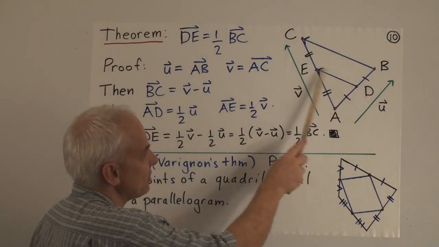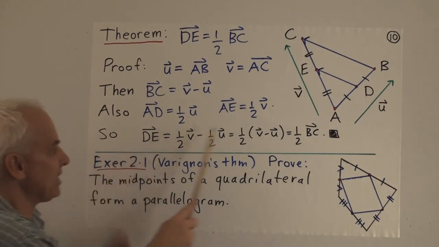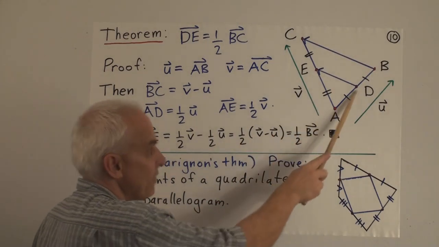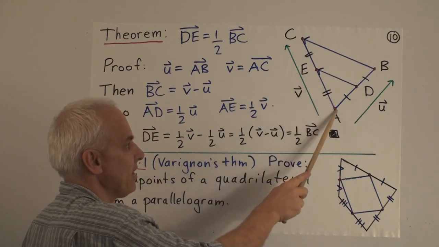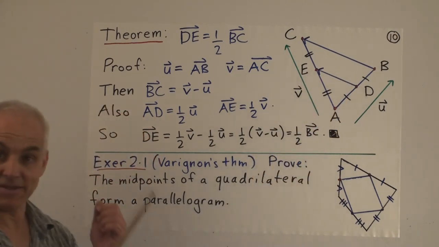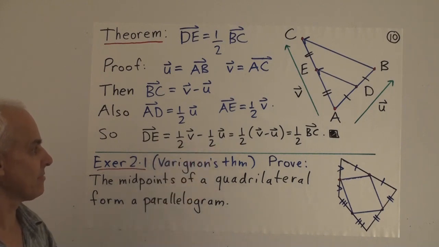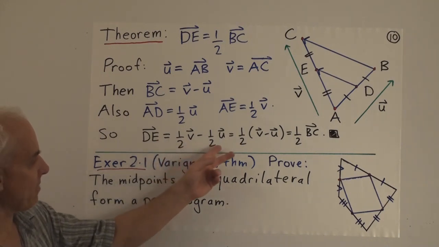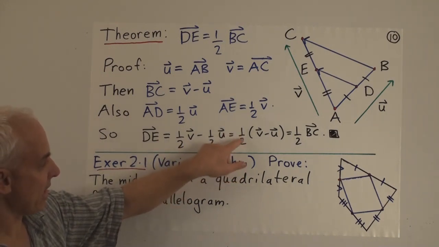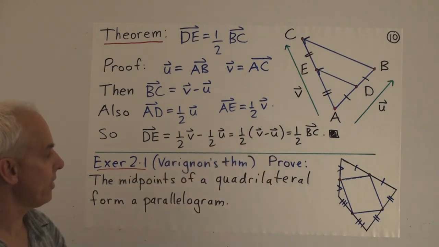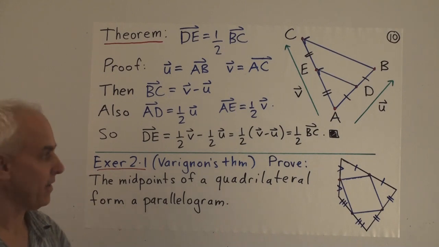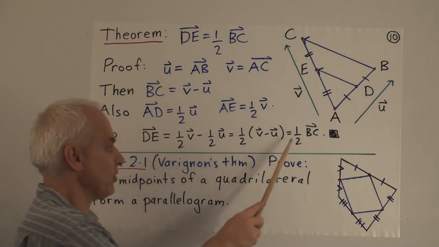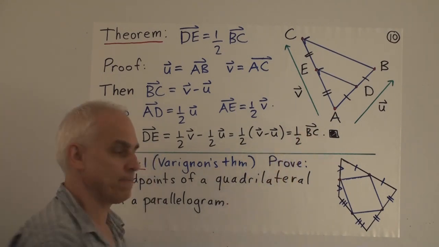So what is the vector DE? Well, the vector DE is going from this head to this head. So it's 1/2 of v minus 1/2 of u. Again, the difference between two vectors. And we write that 1/2 of v minus 1/2 of u using the distributive law as 1/2 of (v minus u). And v minus u is what we obtained here. That was BC. So DE, that vector, is 1/2 of BC.